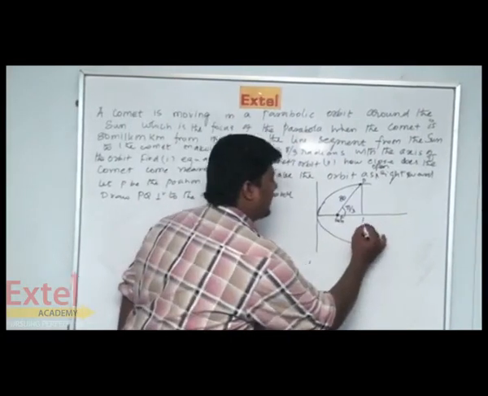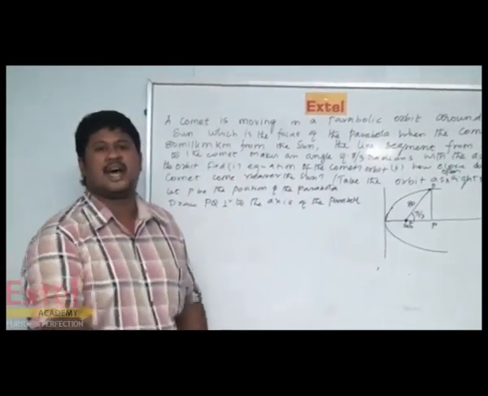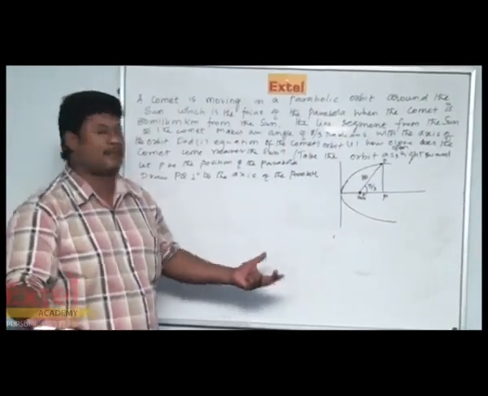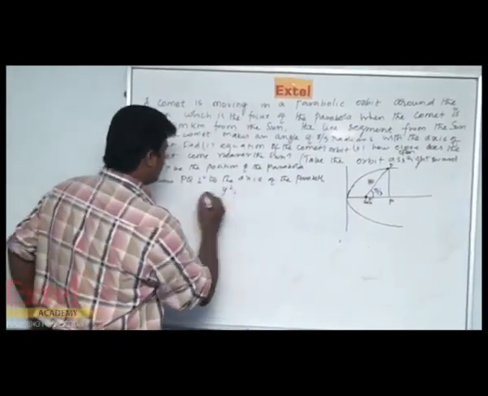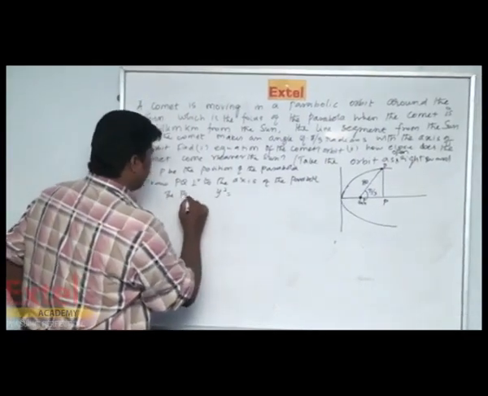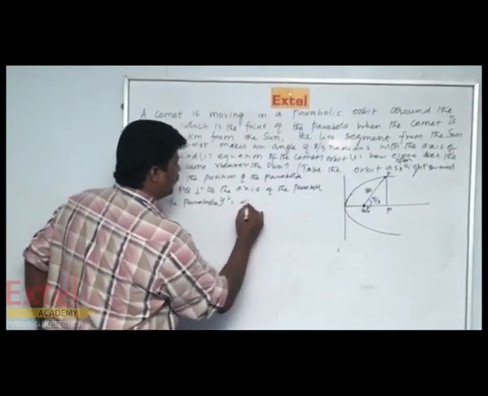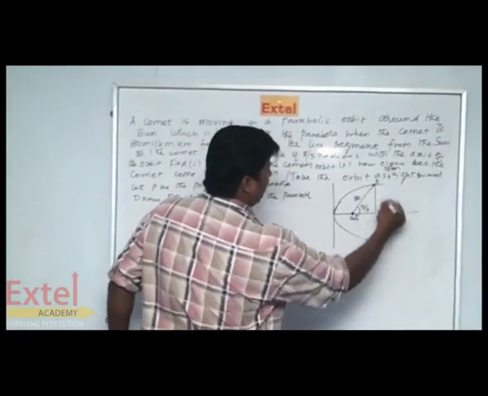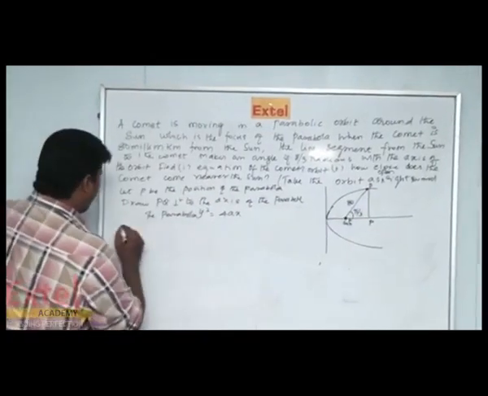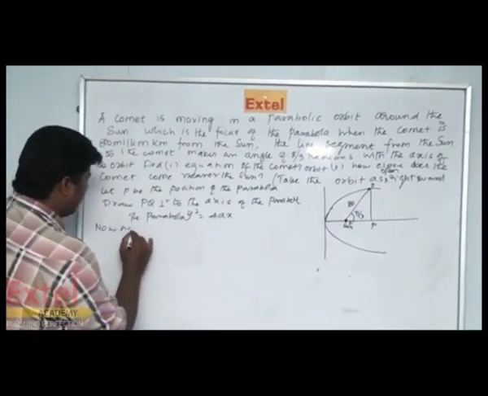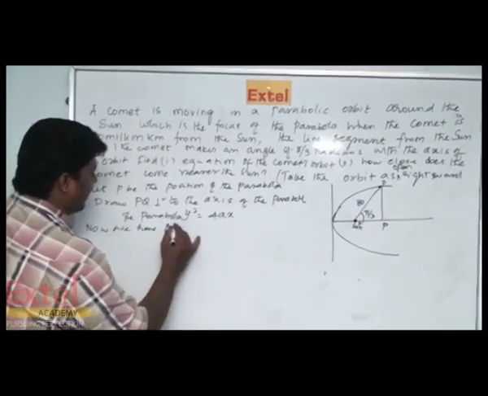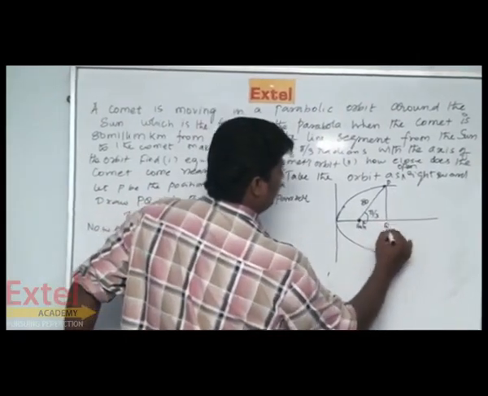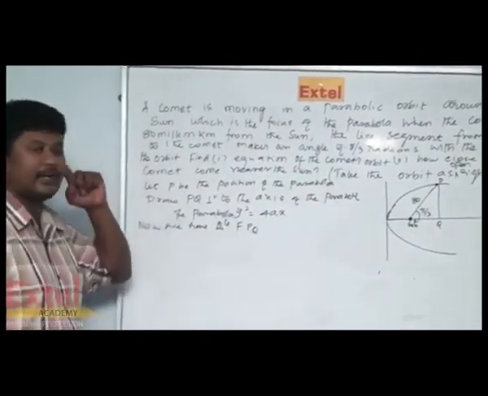Now we can form a right angle triangle FPQ. As it is mentioned in your problem, it is open rightward, so I can write the equation of the parabola as the general one, y squared equals 4ax. Now we have the right angle triangle FPQ.